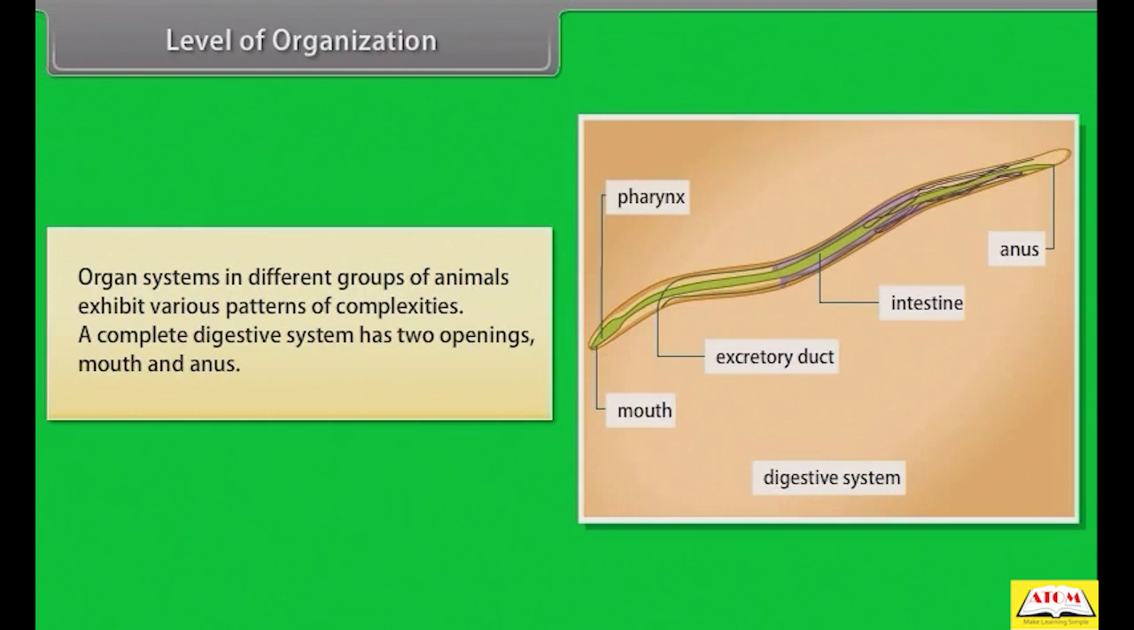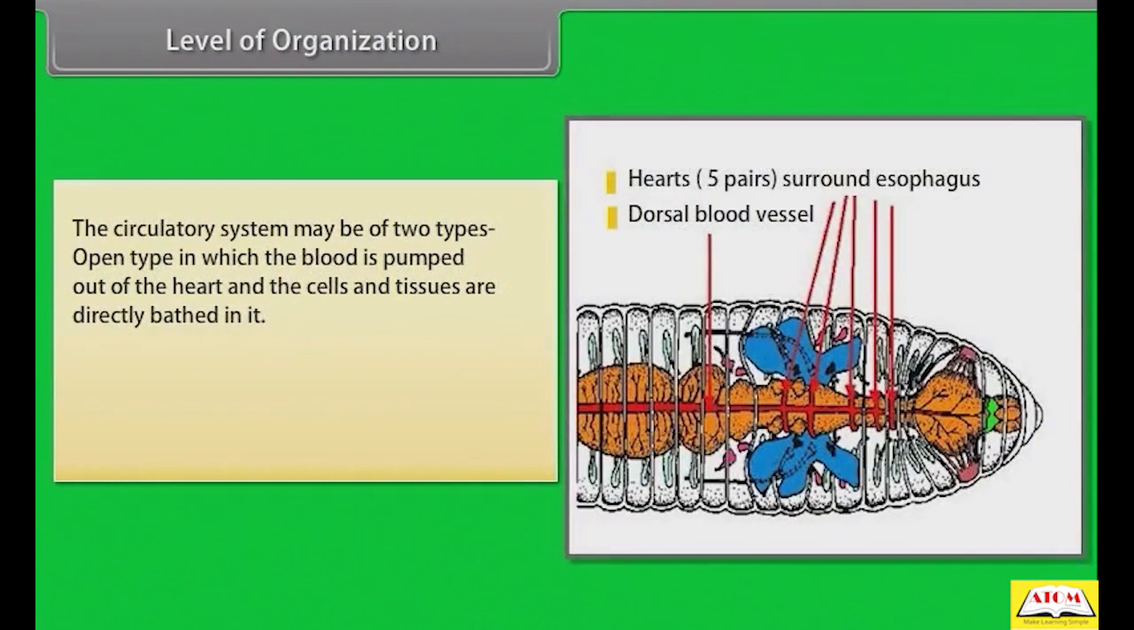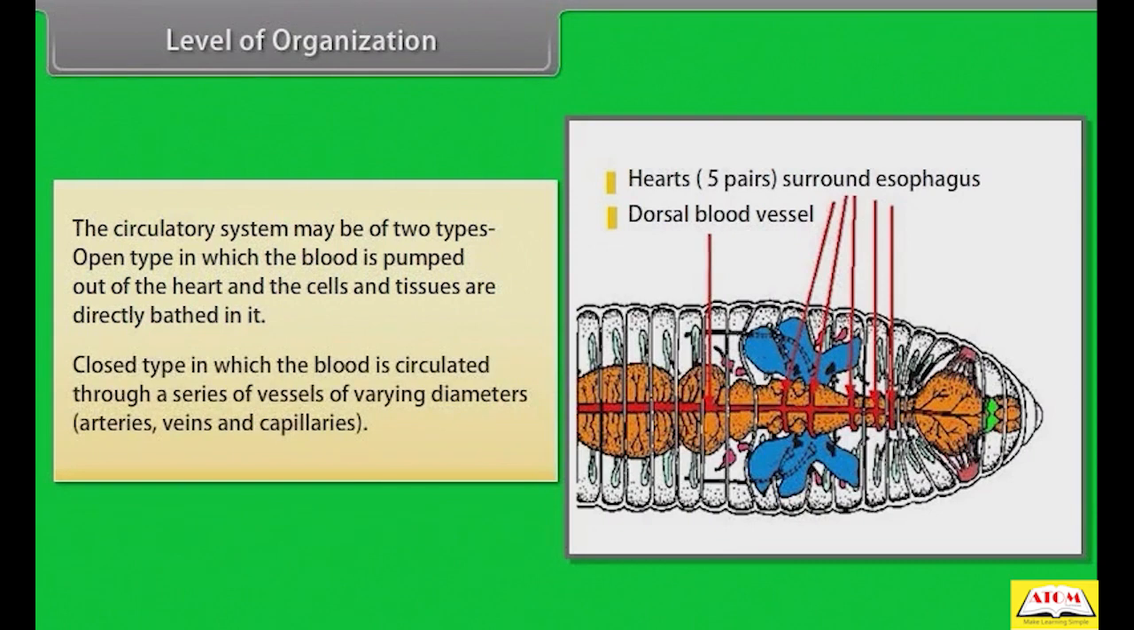A complete digestive system has two openings, mouth and anus. For example, the digestive system in Platyhelminthes has only a single opening to the outside of the body that serves as both mouth and anus and is hence called incomplete. The circulatory system may be of two types: open type, in which the blood is pumped out of the heart and the cells and tissues are directly bathed in it; closed type, in which the blood is circulated through a series of vessels of varying diameters, that is, arteries, veins, and capillaries.